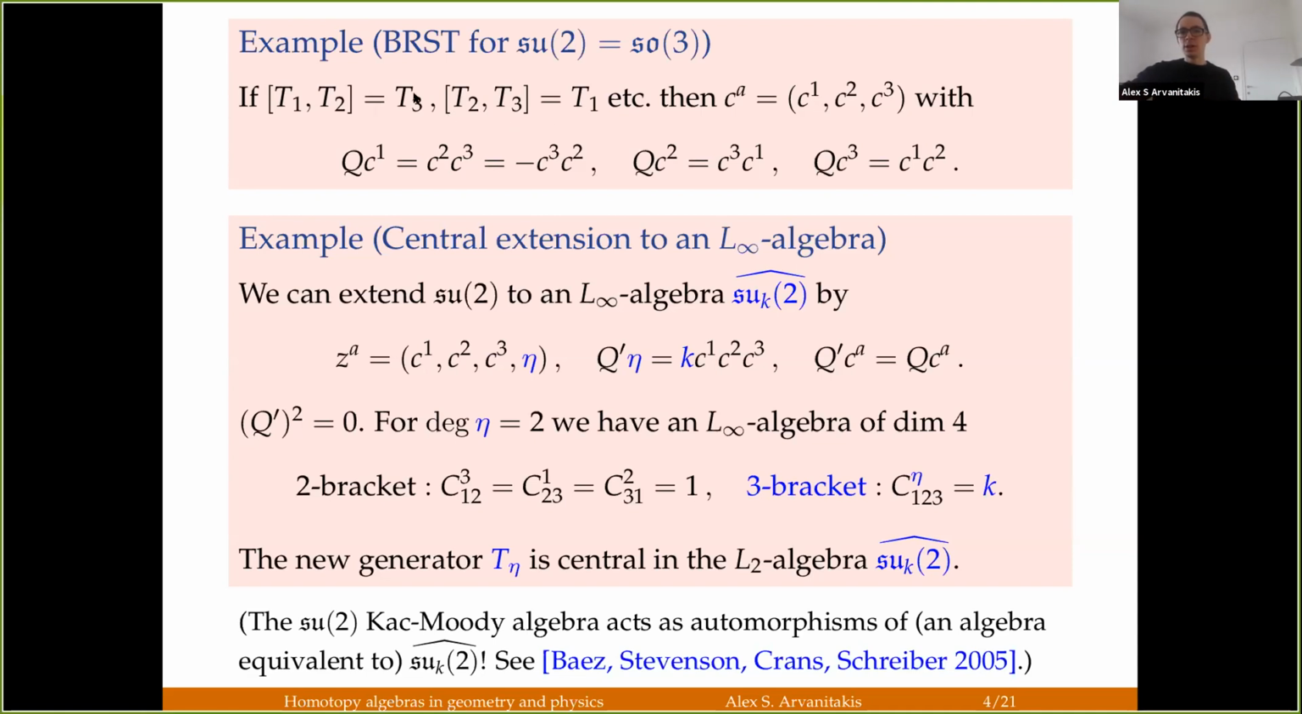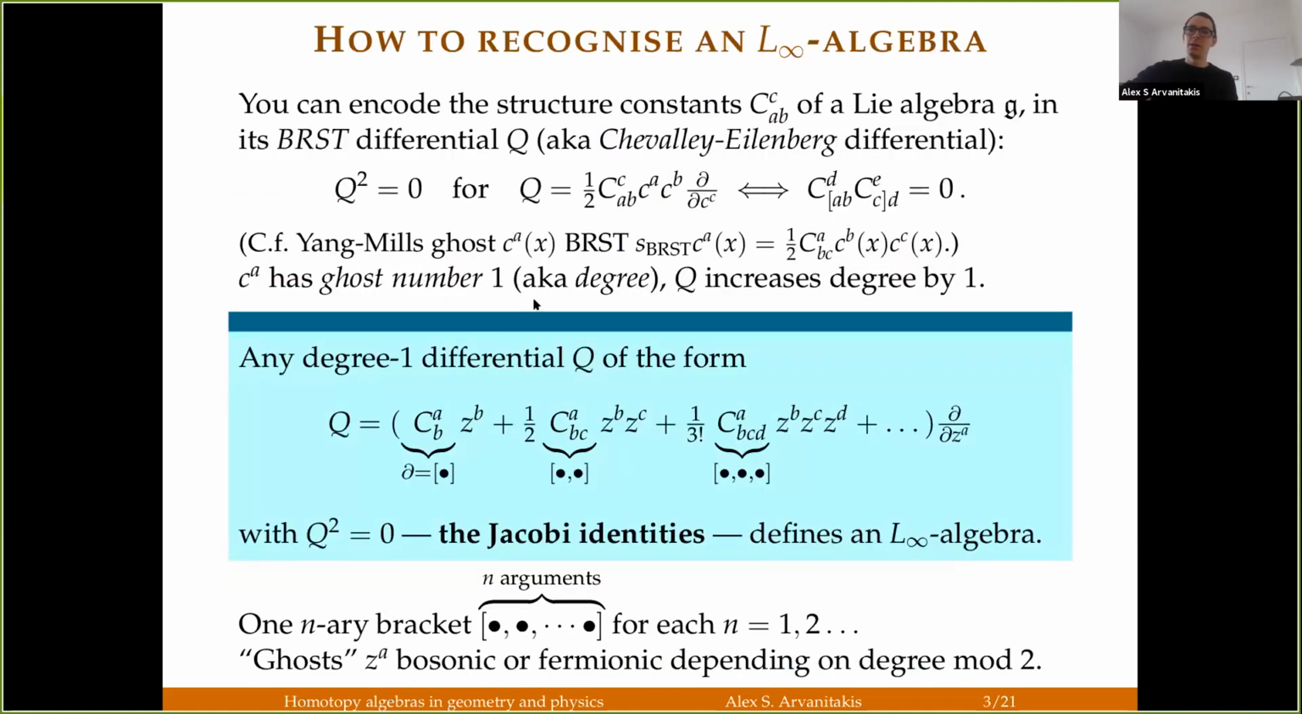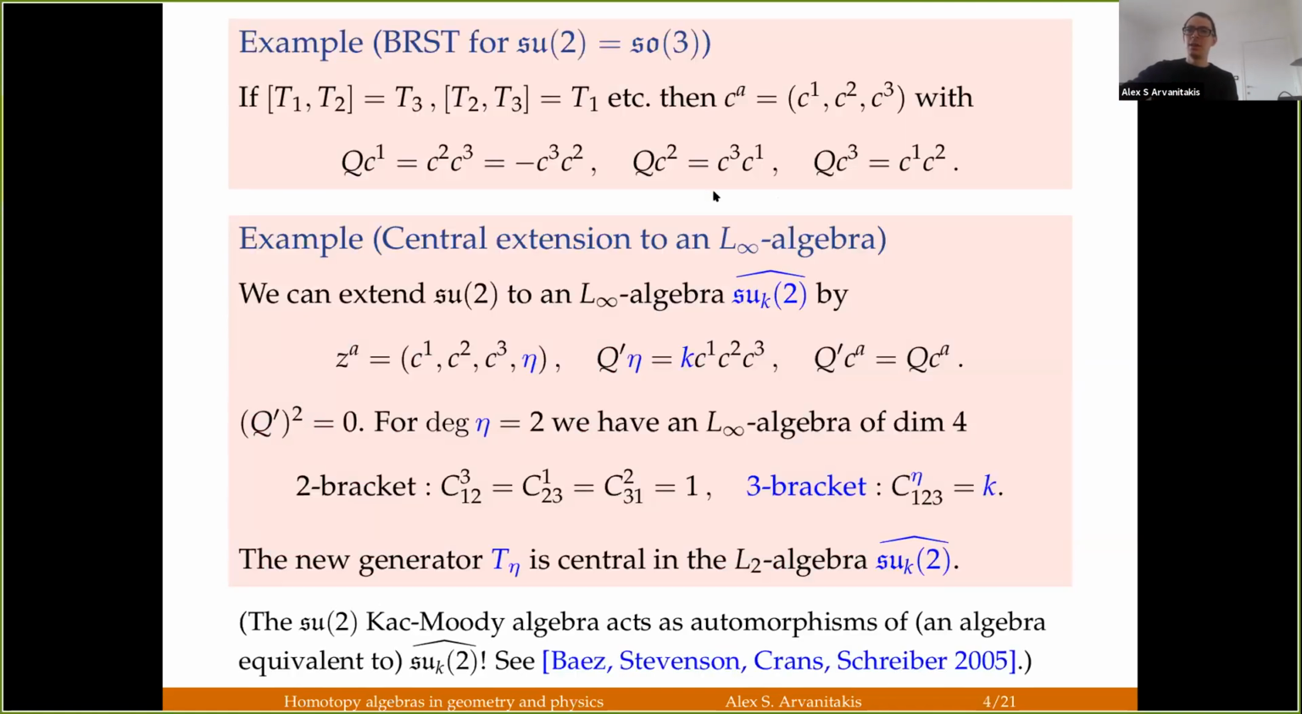And then if you read off the structure constants from these commutation relations and write down the Q vector field like this, then you get a very simple result in this case. You have three ghosts, C1, C2, C3. Each of them is dual to each generator of the Lie algebra. And you have QC1 is C2 times C3, QC2 is C3 C1, etc.